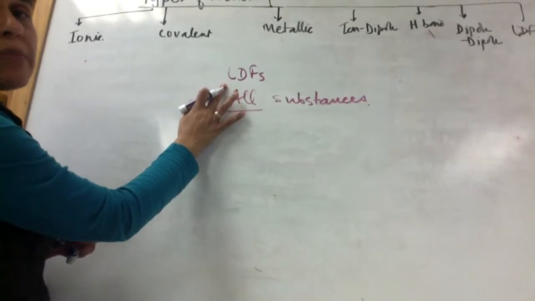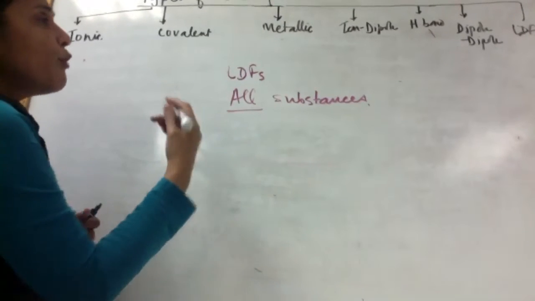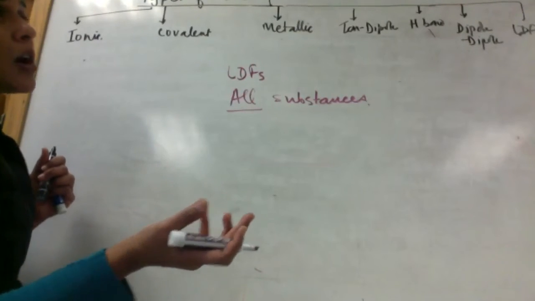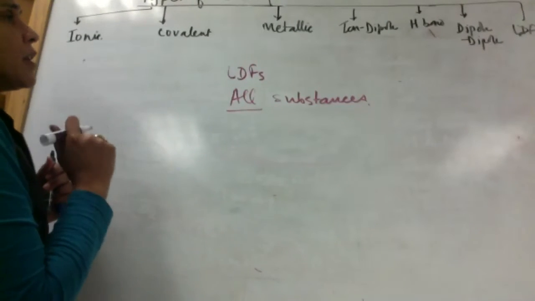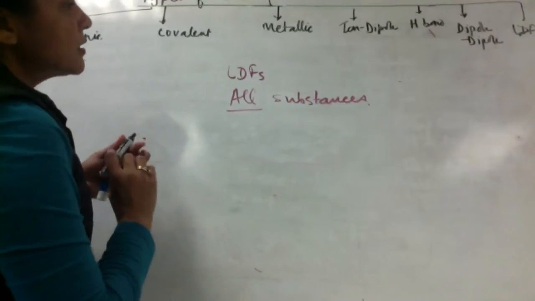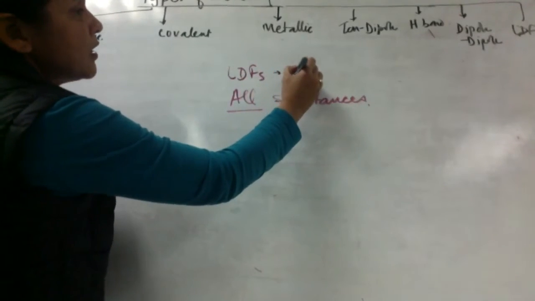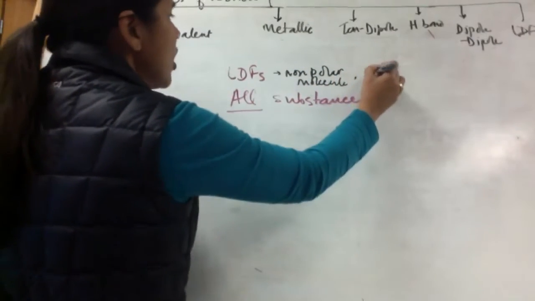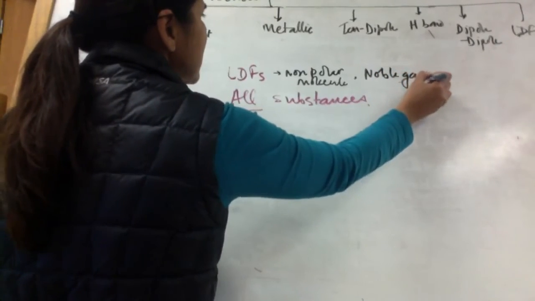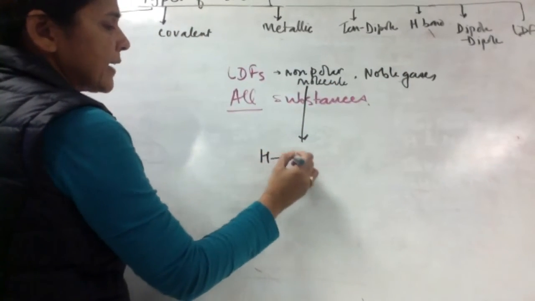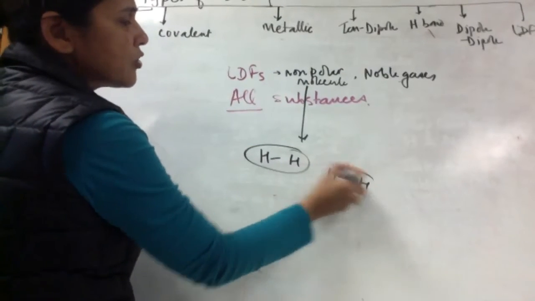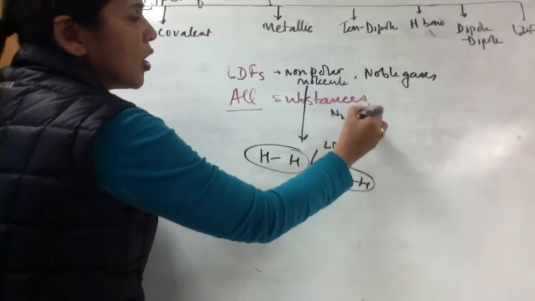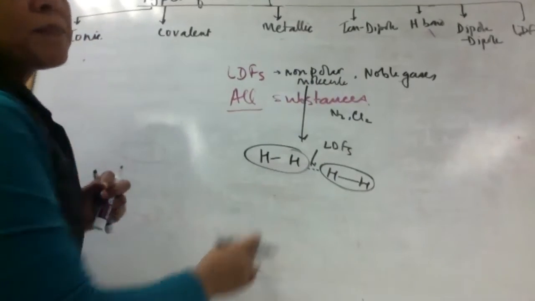However, LDFs only become significant when they are the only force present, or sometimes in some alcohols where you have a long carbon chain. Let me give you an example. So LDFs are the only IMFs in non-polar molecules because they don't have polarity, or in noble gases. So a non-polar molecule will be like a hydrogen and another hydrogen, right? Between them will be LDFs, or N2 or Cl2. All of these will be LDFs.